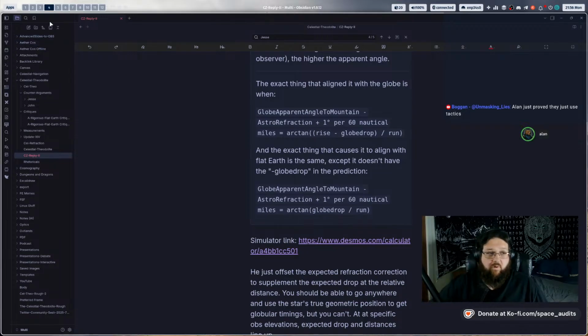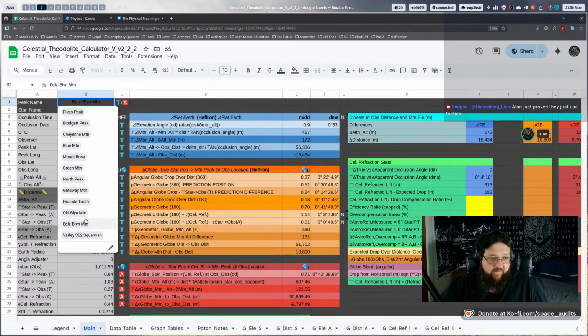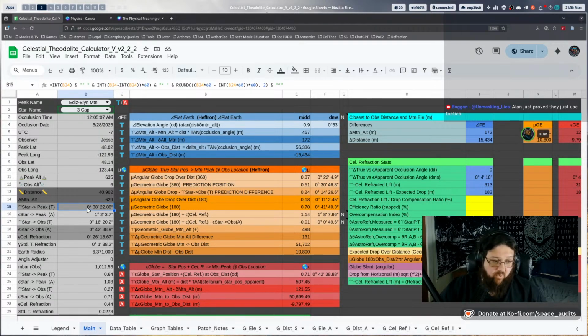So what we looked at earlier was this exact condition played out in 3-cap. We have a rise over run for flat Earth that gives us 53 arc minutes. The globe predicts 41 arc minutes. The time of occlusion with respect to the peak was 38 arc minutes. Now, when we get into the refraction-corrected conditions here, they say that there's 26 arc minutes of refraction.